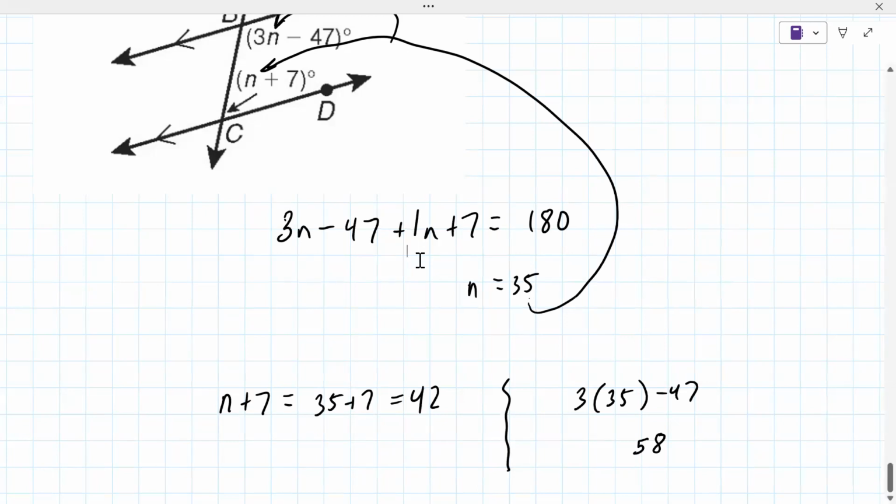I combined like terms first. Okay, so what are your like terms? We have a 3n and a 1n, that's 4n, and then 47 plus 7. It's negative then. Oh, negative one. Shoot. Yeah, that's just a sign error. That's silly, that's my bad. Okay, so it really should be 4n minus 40 instead. And then you add the 40 to that side.